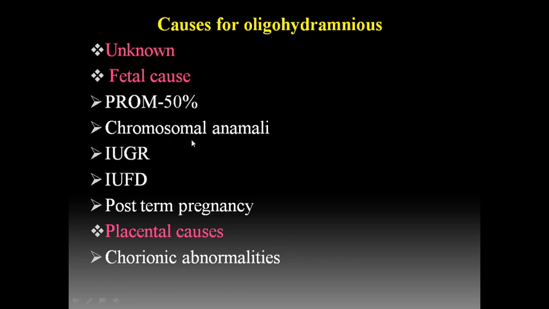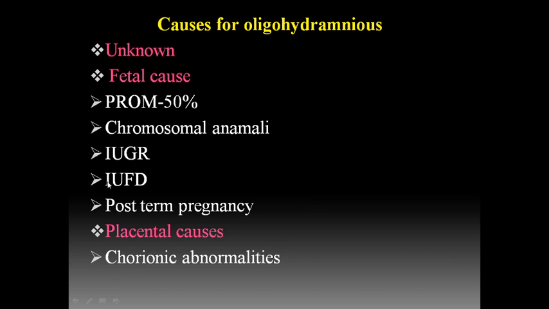Chromosomal anomalies like Down syndrome, spina bifida, etc. Those disorders will cause the mother to have oligohydramnios. Next is IUGR. IUGR is nothing but intrauterine growth retardation.